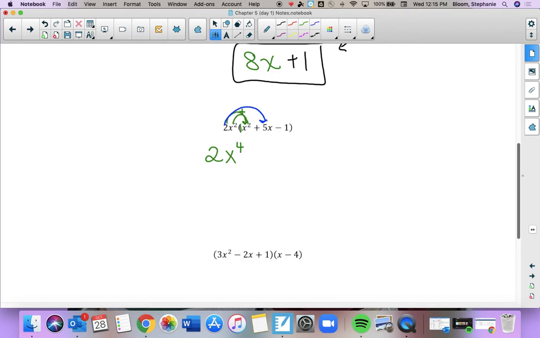Now I'm going to go here. So 2x squared times 5x. So the 2 times 5 would give me 10. What's x squared times x? X cubed. And then lastly, 2x squared times negative 1, negative 2x squared. Can any of those be added or subtracted?